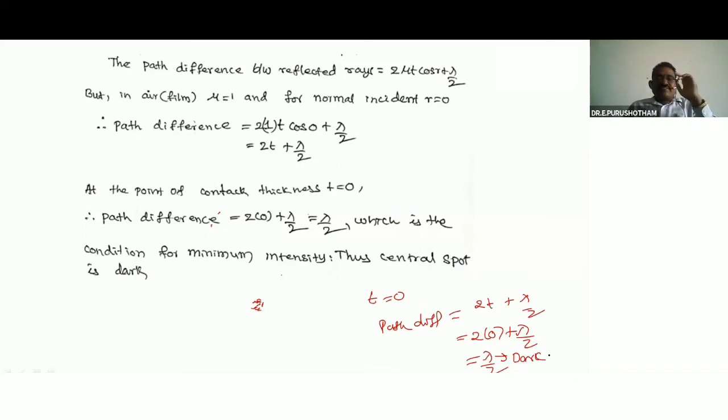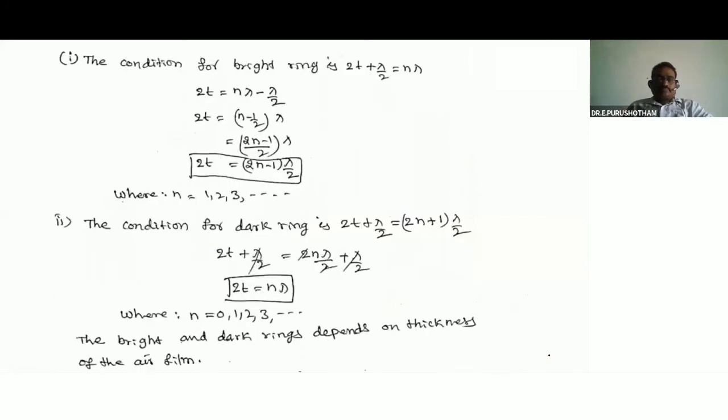Two reasons you can simply write. At the contact, there is no air film, so we can observe a dark spot at the center. At the center, there is no air film, which means the thickness of air film t is equal to 0. So the path difference lambda by 2 is the dark fringe or minimum intensity condition. So we observe a dark spot at the center.